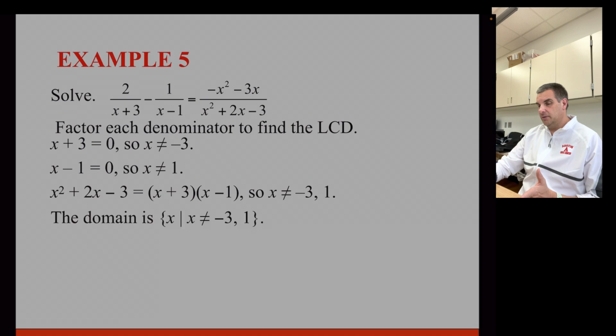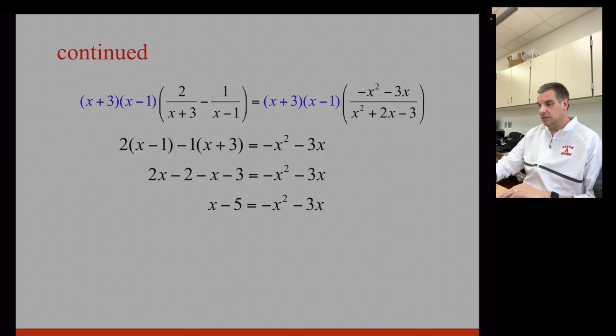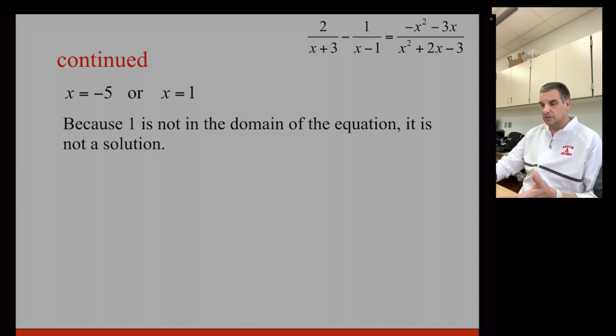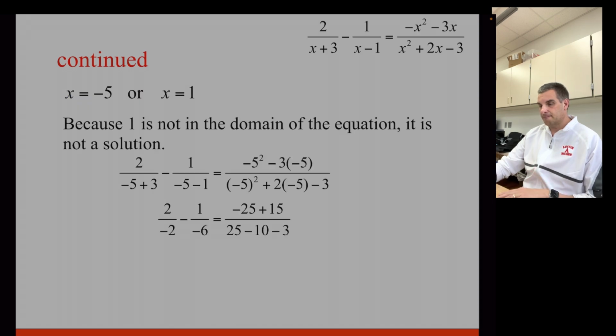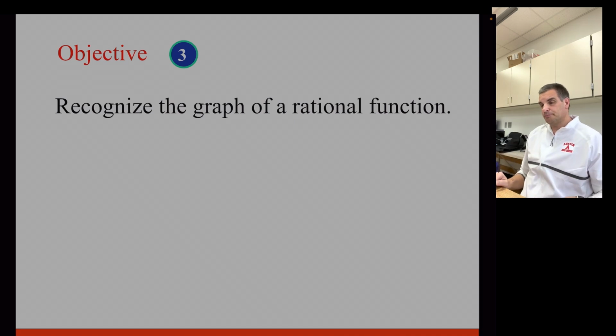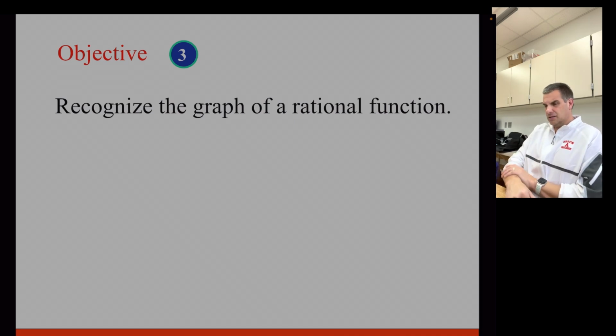So least common denominator, same thing we did. Eventually you got the same answers we did. They checked for possible solutions and said x couldn't be 1. So our only solution was negative 5, which I think is what we had. Okay, so that's solving equations.